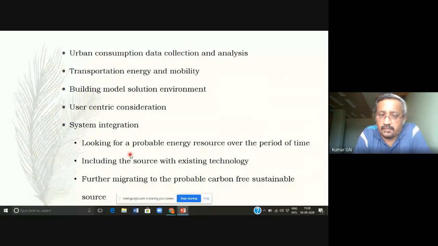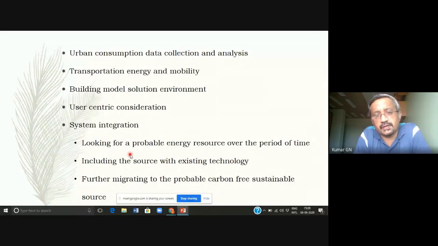Further, migrating to the probable carbon-free sustainable source, as we already pointed out, we have to switch over from hydrocarbon fuel to carbon-free fuel, including hydrogen. Okay, that is a fuel cell, or solar energy, wind energy, maybe sometimes even we can consider geothermal energy.